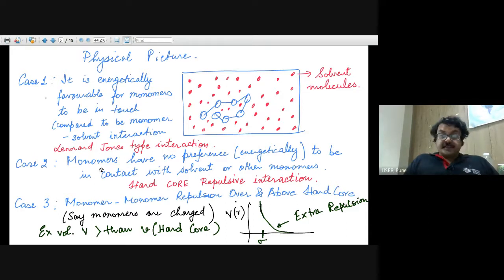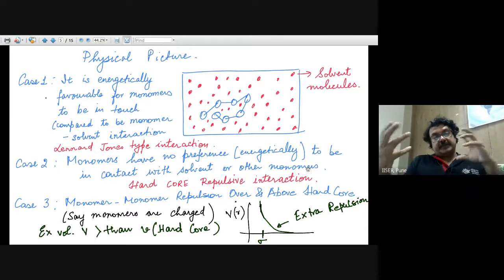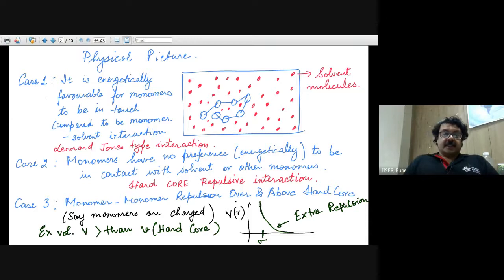Case two could be that monomers have no preference energetically to be in contact with the solvent or with other monomers. The only interaction that you have is that when two monomers come in contact with each other, you have a hardcore repulsive interaction, and that's when you use the hardcore repulsion. Else, case three could be that the monomer actually wants to be in contact with the solvent. It's energetically favorable for a monomer to be in contact with the solvent, and there's a significantly higher energy cost, over and above the hardcore repulsion, for two monomers to be in contact, right?